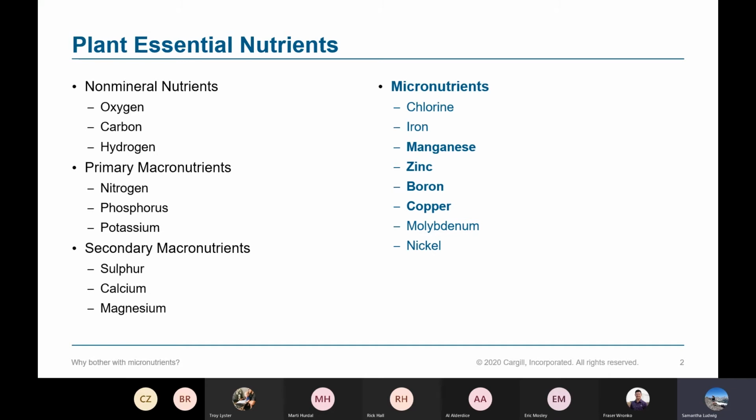Next, you have your secondary macronutrients, which are sulfur, calcium, and magnesium. And then the micronutrients are chlorine, iron, manganese, zinc, boron, copper, molybdenum, and nickel. And while these are called micronutrients, it doesn't mean that they're less important for plant growth and development. It just means that they're needed in much, much smaller quantities for a plant's health.